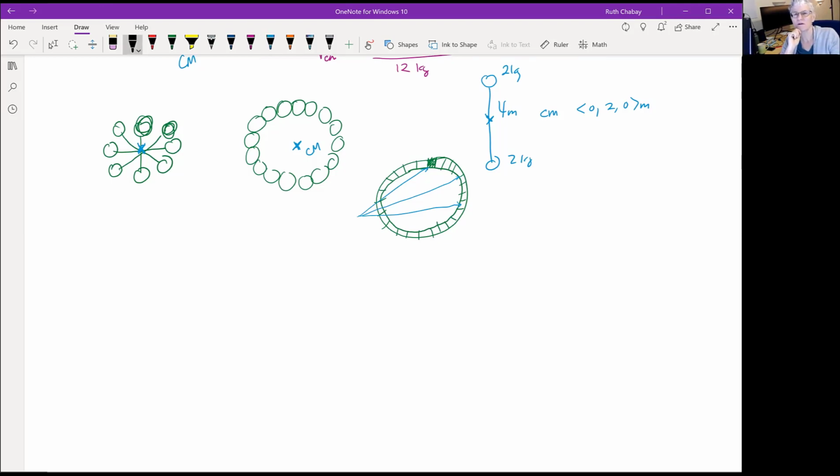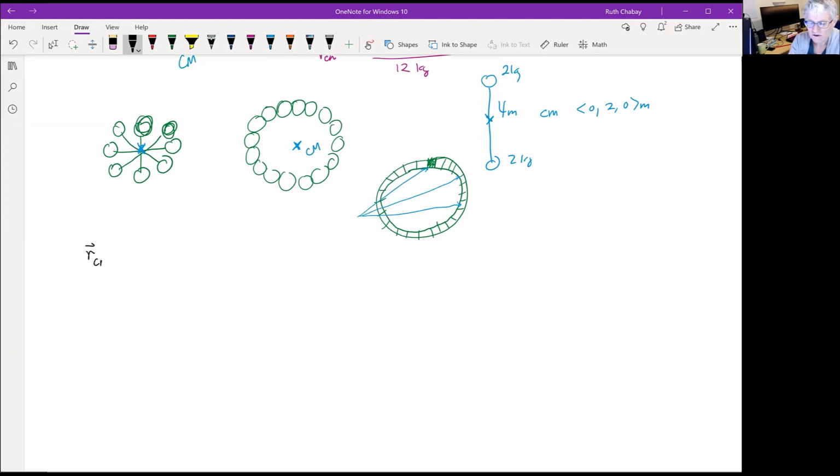Is it more of a relationship than a property? I'd say it was a property of an object, of a particular object, which captures in some way, it's related to the distribution of mass within the object.